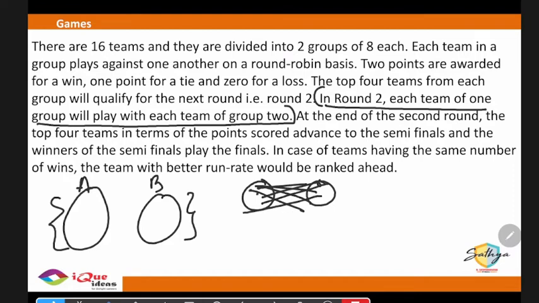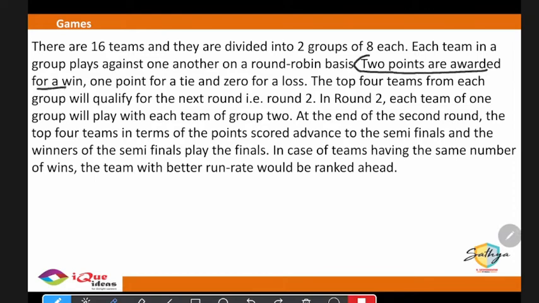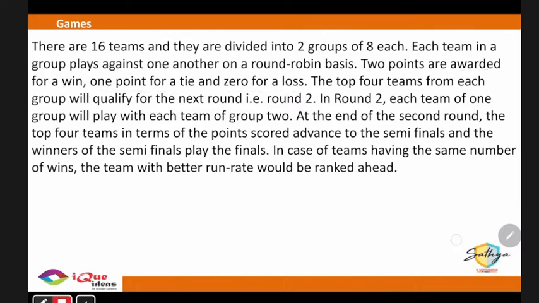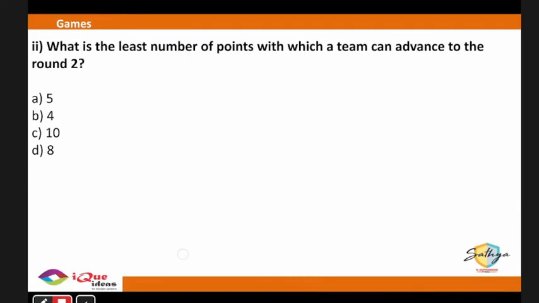Okay. Now comes the really interesting part. I just want to remind you of one thing. Remember this portion: 2 points are awarded for a win, 1 for a tie and 0 for a loss. Right? Now keeping that in mind, my next question is this. What is the least number of points with which a team can advance in round 2?